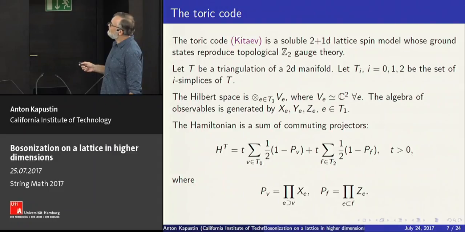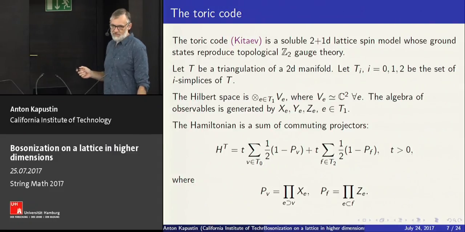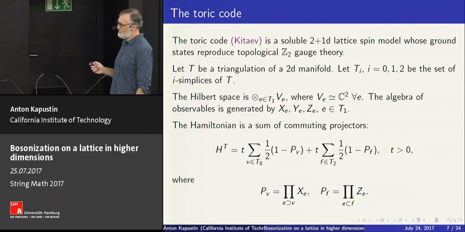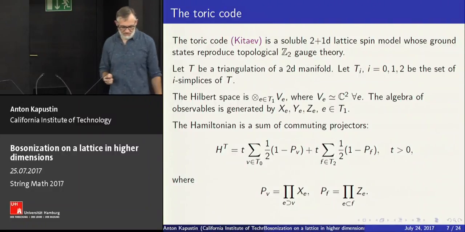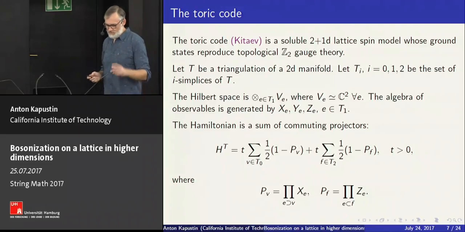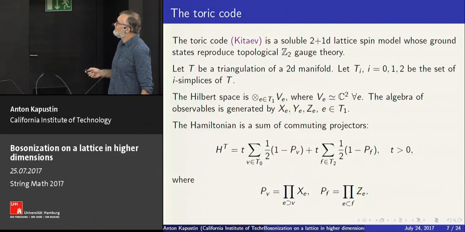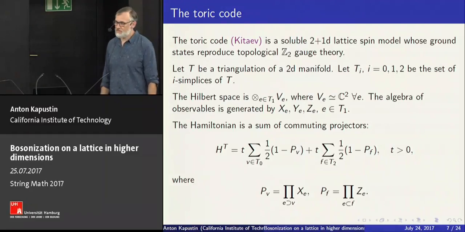So first, let's pick a triangulation of a 2D manifold, which I assume to be oriented for simplicity, even though it's not strictly necessary. I have these sets of i-simplices of the triangulation, called T_i. The Hilbert space of the toric code is going to be a product over all edges of this triangulation, over all one-simplices. Each factor is again a two-dimensional Hilbert space, so there's a spin living on each edge. And the algebra of observables is generated by the Pauli matrices acting on the edges.